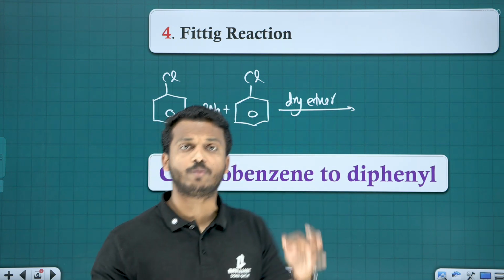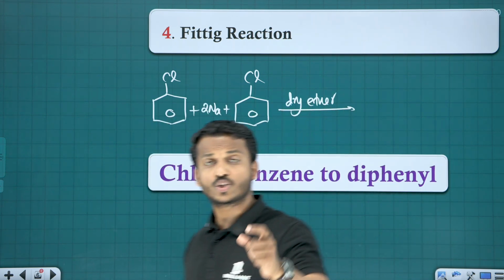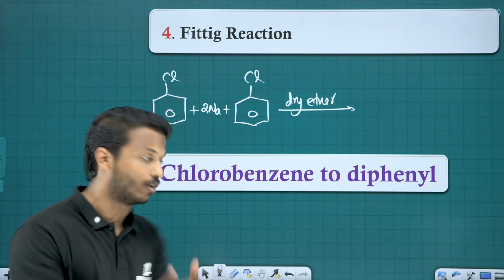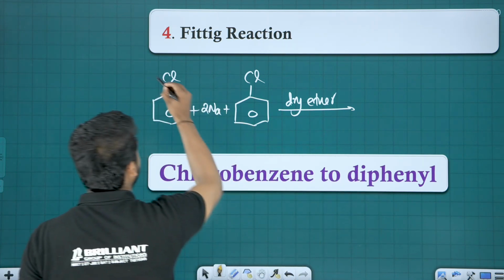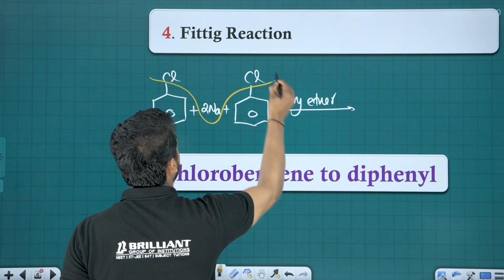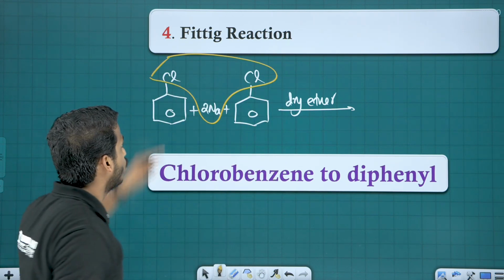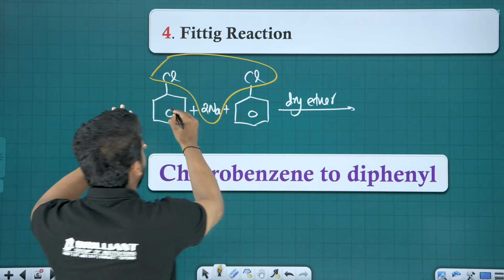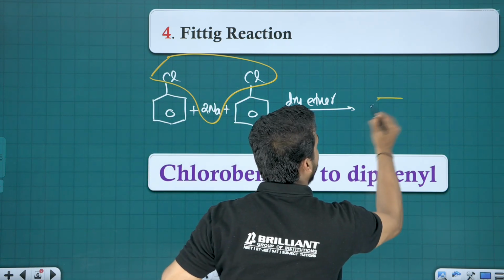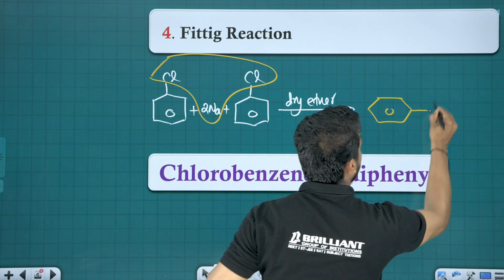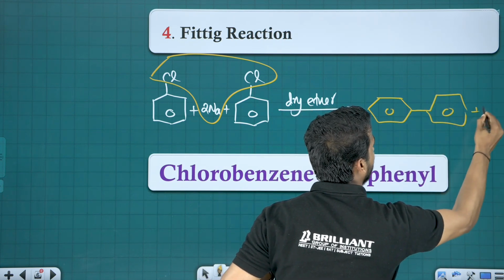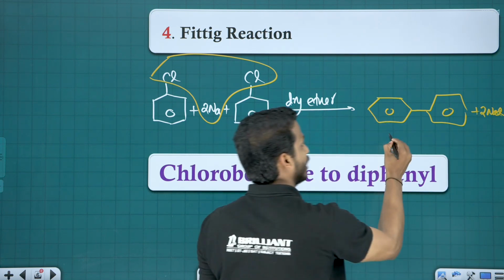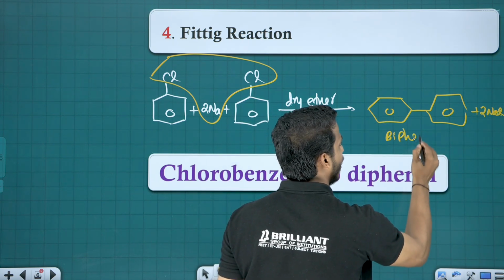So what is the difference between Wurtz and Fittig? Wurtz is to combine two haloalkanes. Fittig is to combine two haloarenes. What happens? Reaction is the same. 2 sodium take both of the chlorines, right? So that is NaCl out. What is left? This phenyl combined with this phenyl. One phenyl combined with another phenyl, plus you will get 2 NaCl. What do you call that? 2 phenyl rings together. That's called biphenyl.